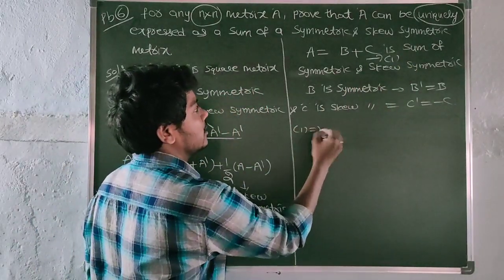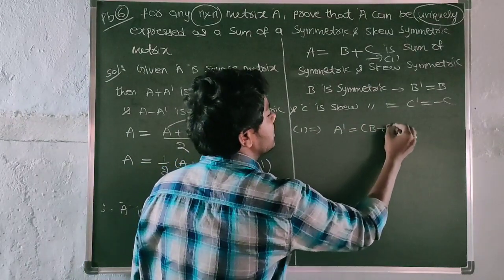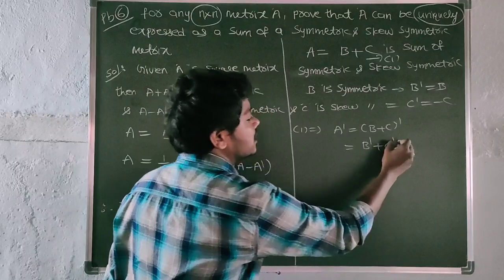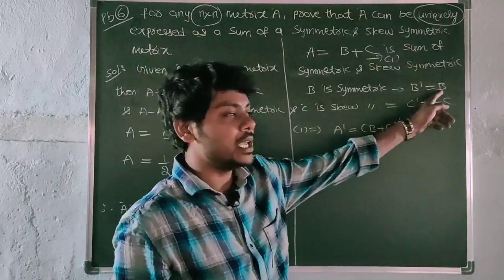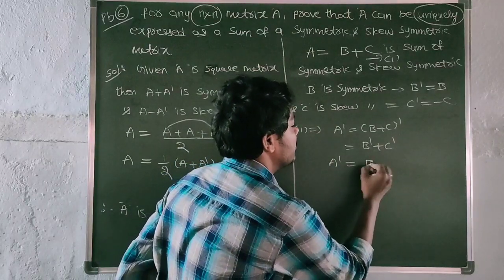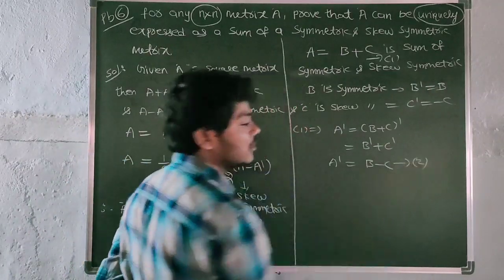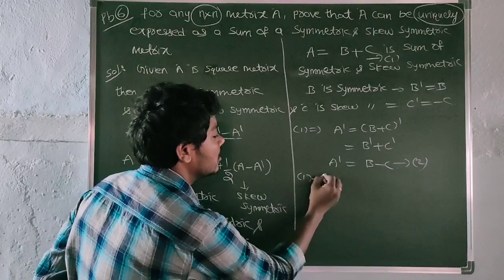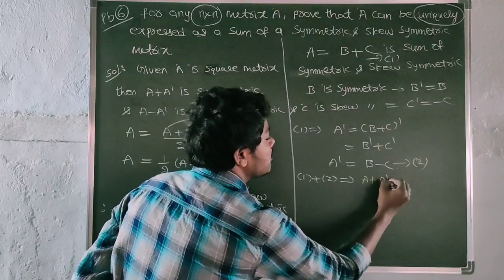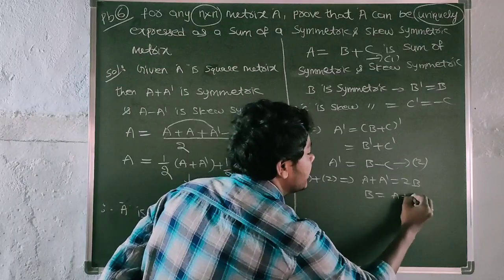So from 1, take the transpose of that matrix. That is B plus C whole transpose. So how to write this? B transpose plus C transpose. So what is B transpose? B, and C transpose is minus C. Therefore A transpose is equal to B minus C. So this is equation 2. Now add 1 and 2. So what do you get? A plus A transpose is equal to 2B. So what is B? A plus A transpose by 2.